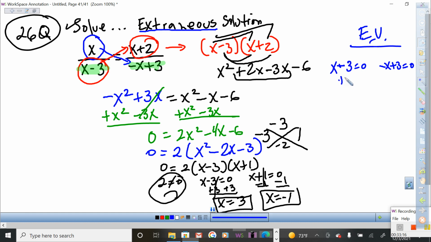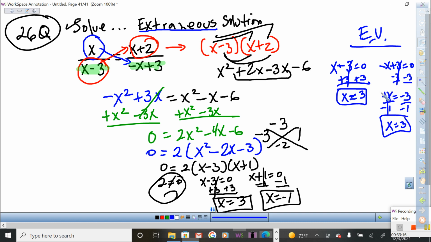So here we go. Plus 3 plus 3. x equals 3. Minus 3 minus 3. Negative x equals negative 3. Divide by negative 1. x equals 3. It's the same. So now check this out.